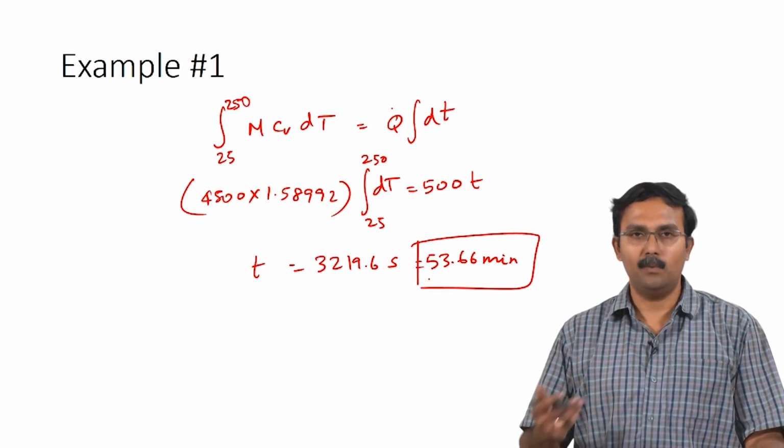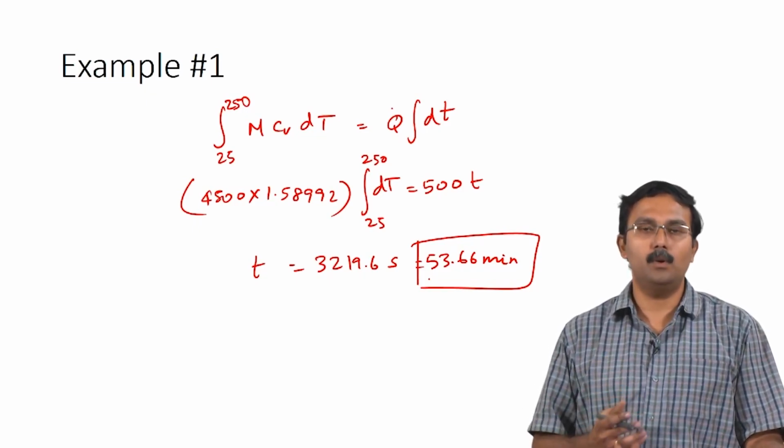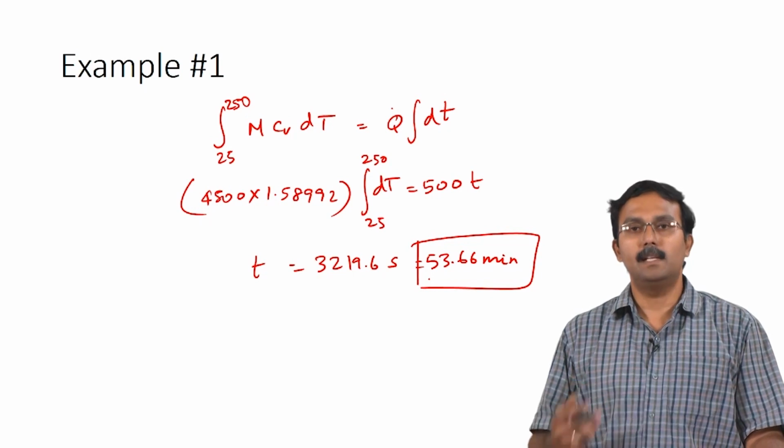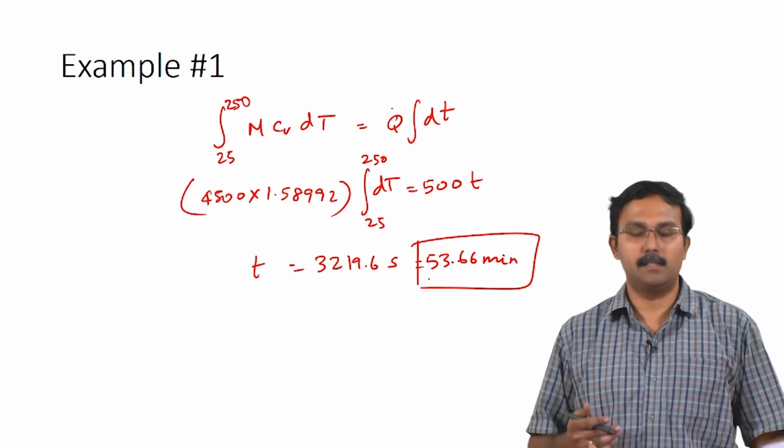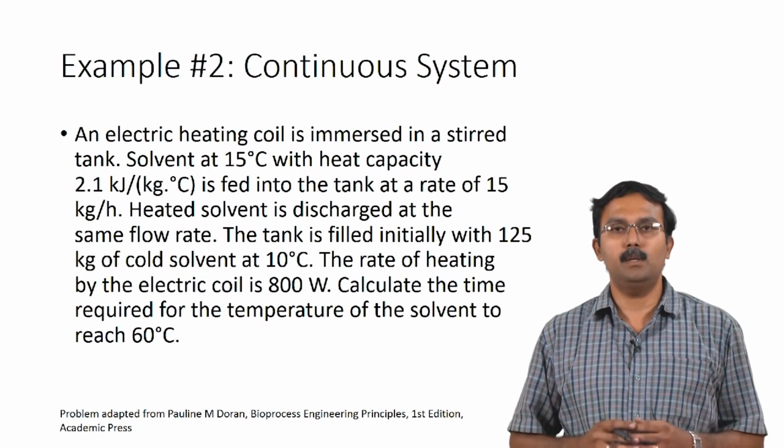So with this we have solved one example problem, which was for a closed system or a batch system. So in the next example problem we will look at an open system. Here is an example for a continuous system.